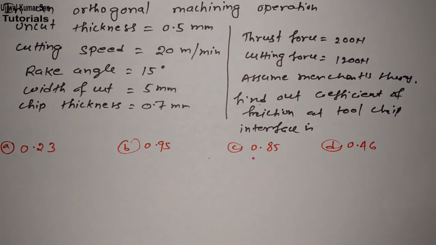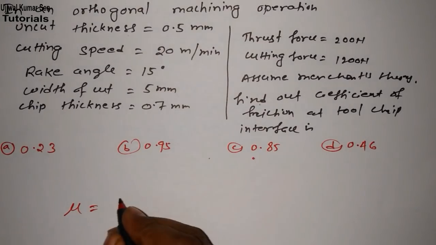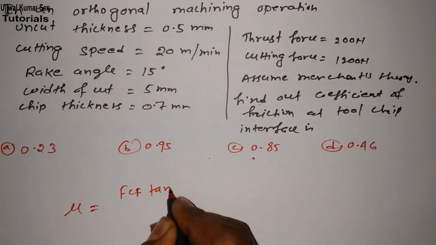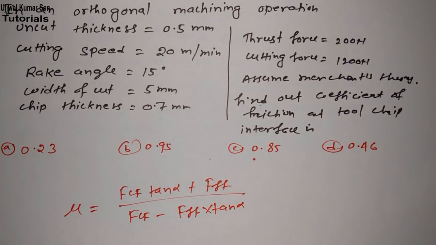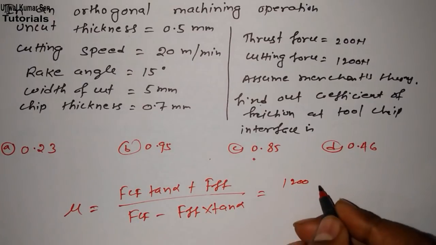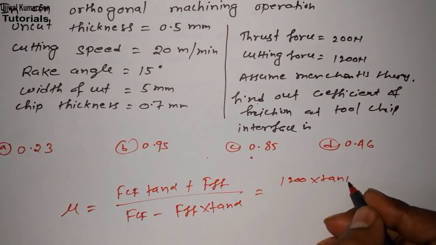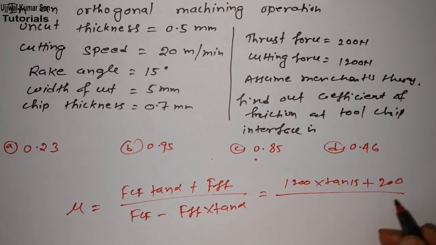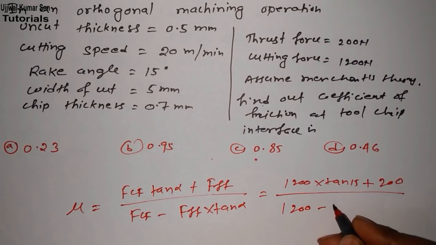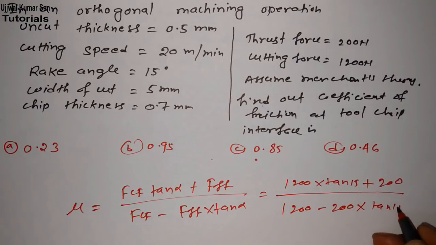This is the question we got, and in this question we are asked to find the coefficient of friction at the tool chip interface. Here they have given the cutting force and feed force, and we have the formula for the coefficient of friction. So the cutting force is 1200, tan alpha where the rake angle alpha is 15, plus the thrust force 200, divided by cutting force 1200 minus thrust force 200 into tan 15.